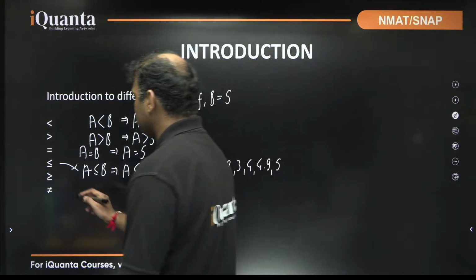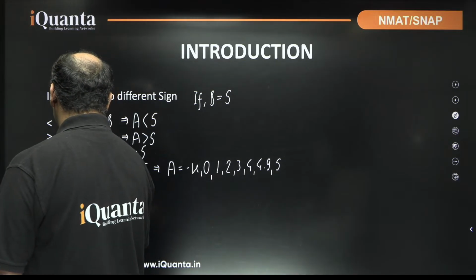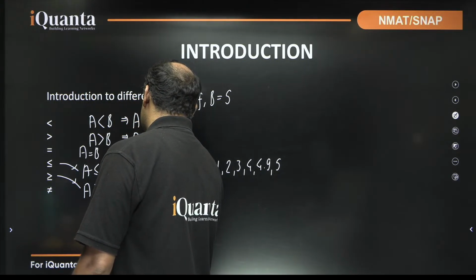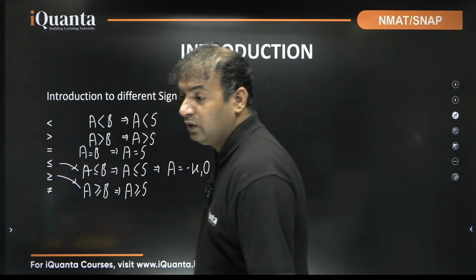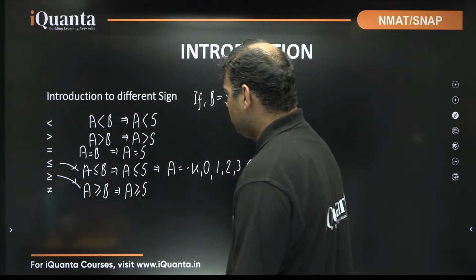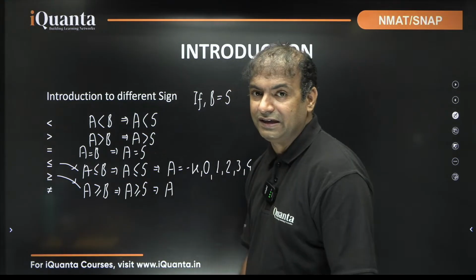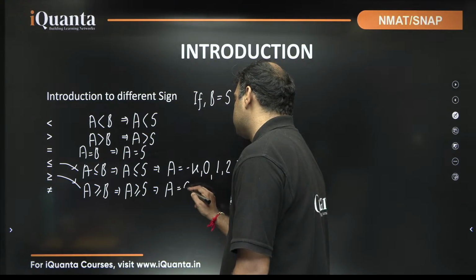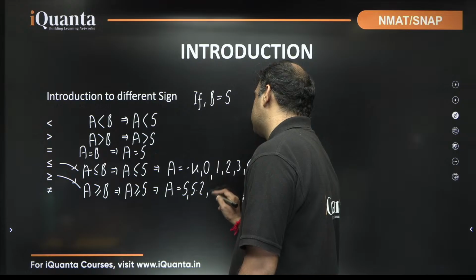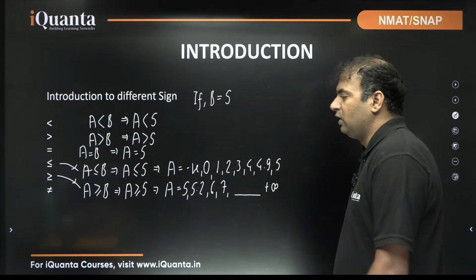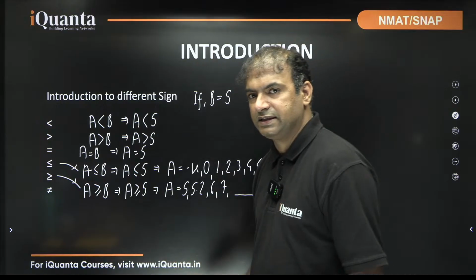Similarly, the next one, again an easy one. Let's say we are given A is greater than equal to B, and the value of B is 5. So A should be greater than equal to 5 this time. So all the values of A will be possible which are 5 or greater than 5. If 5 is possible, 5.2, 6, 7, in fact up to positive infinity, all the values of A can be possible in this example.